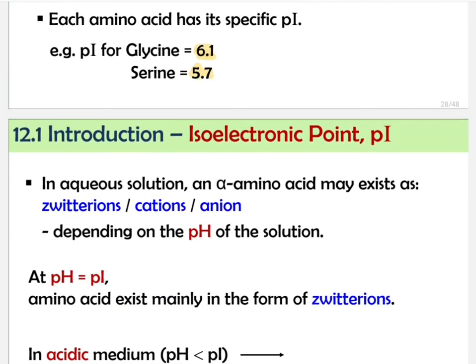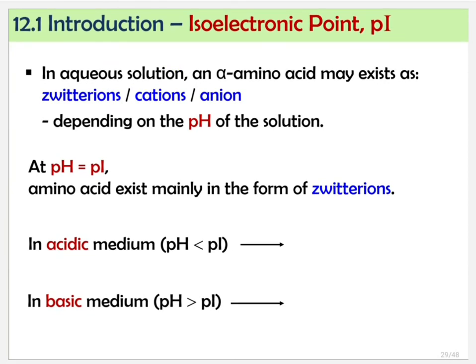Okay. So, in an aqueous solution, an alpha amino acid may exist as Zwitterion atau cation atau anion. Okay, jadi mana-mana 3. So, any of these 3 forms boleh. Okay, macam mana kita nak tahu? Depends on the pH value of the solution. So, at different pH, different existence of amino acid. Okay, kalau pH sama dengan Pi, isoelectronic point, the amino acid will exist mainly in the form of Zwitterion. Kalau dalam keadaan acidic, di mana pH is less than Pi, okay, acidic, maksudnya dia akan exist sebagai apa tadi? Cation. Kalau basic, pH is more than Pi, exist as anion.